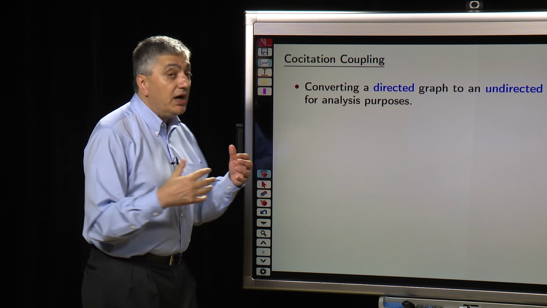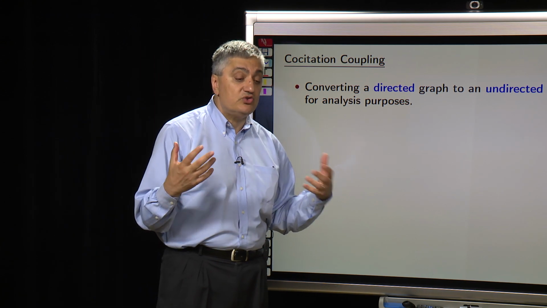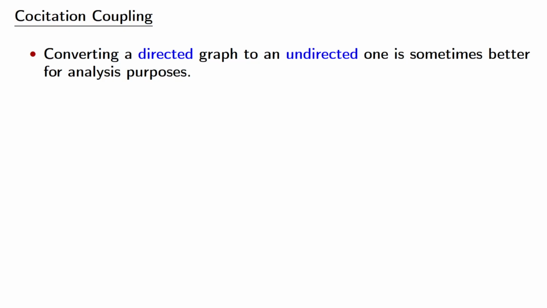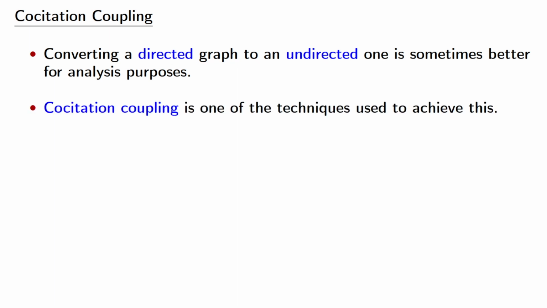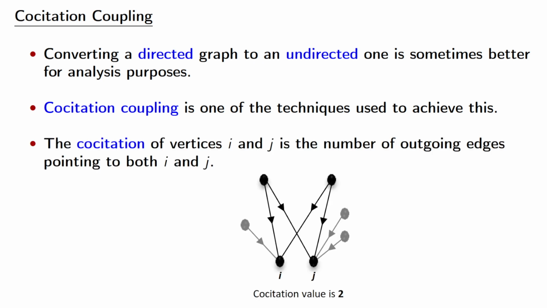Now I'm going to talk about a couple of different ways of describing these directed networks. One is the so-called cocitation coupling. This is a way to take a directed graph and convert it to an undirected one. By the way, a directed graph we will sometimes call a digraph. You will see this notation also. So how do we convert a directed network into an undirected one? Let's talk about cocitation coupling as an example of doing this.